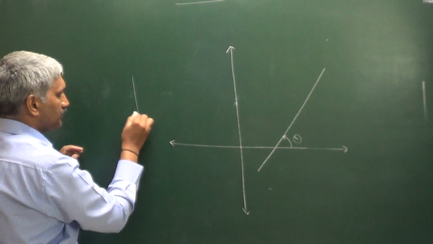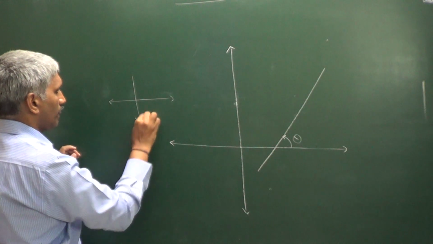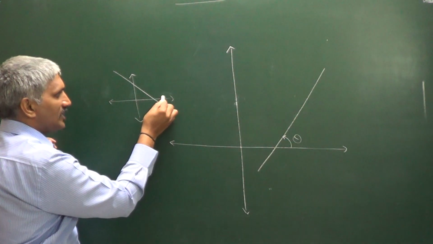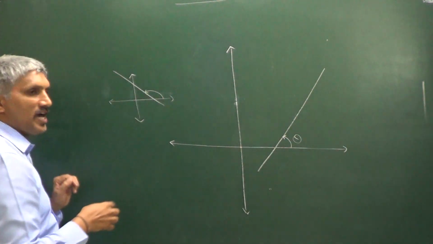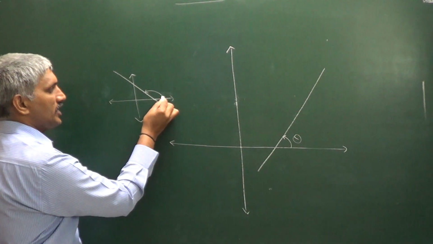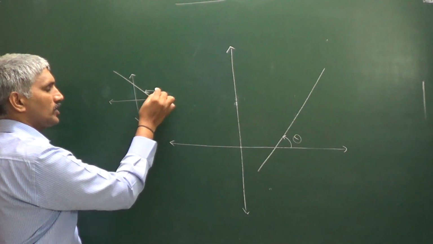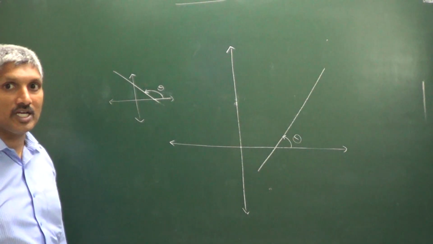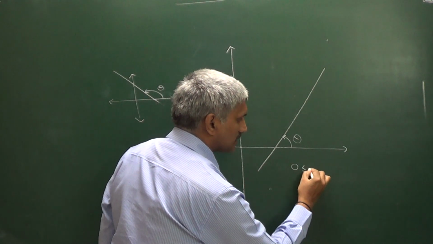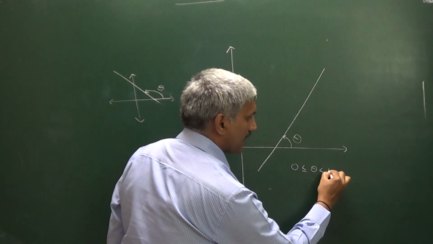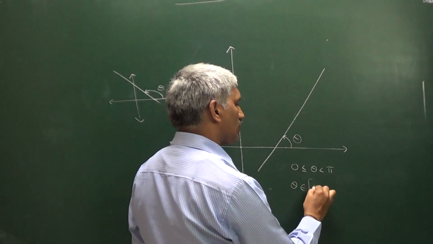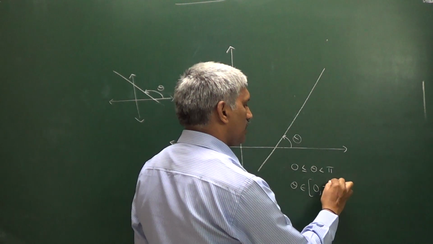Suppose you see here, this is a line that makes an angle theta with the positive direction of the x-axis in the anti-clockwise sense. That theta is called the inclination of a line. The inclination of a line always lies between 0 degrees and 180 degrees. That means theta belongs to the interval [0, pi).